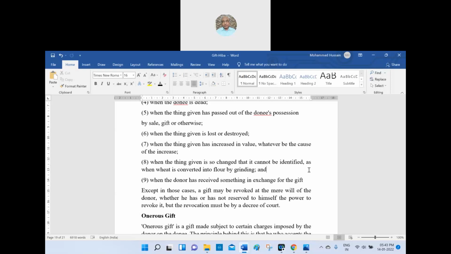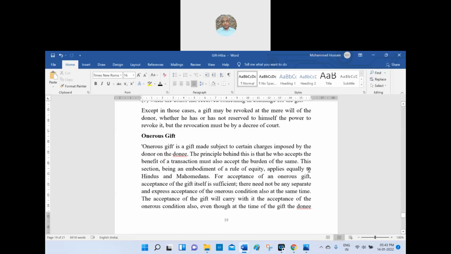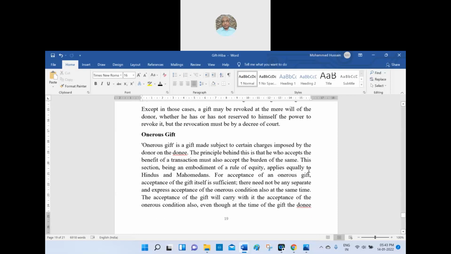So number nine, when the donor has received something in exchange for the gift. Suppose a donor has received something in exchange for the gift. It is not about a gift actually, because nothing should be exchanged. Only love and affection should be there. So in certain cases, one cannot revoke. Okay, what is an onerous gift? An onerous gift is a gift made subject to certain charges imposed by the donor on the donee. The principle behind this is that he who accepts the benefit of the transaction must also accept the burden of the same.